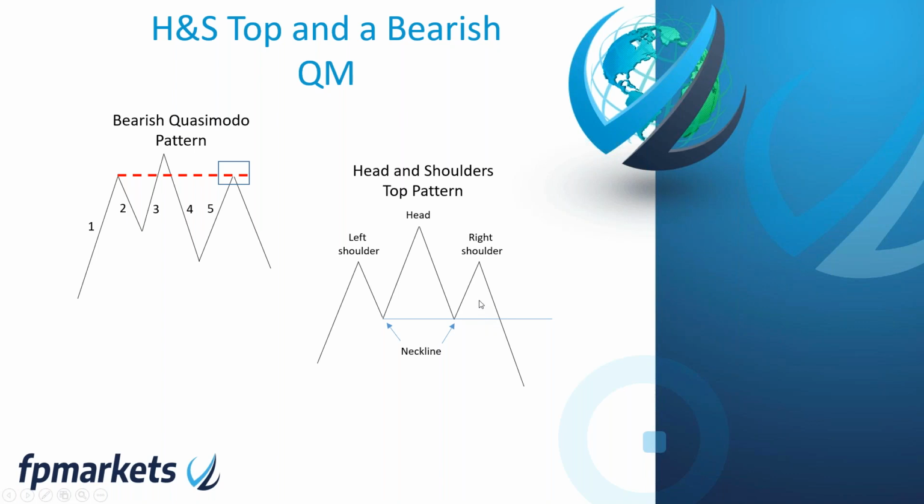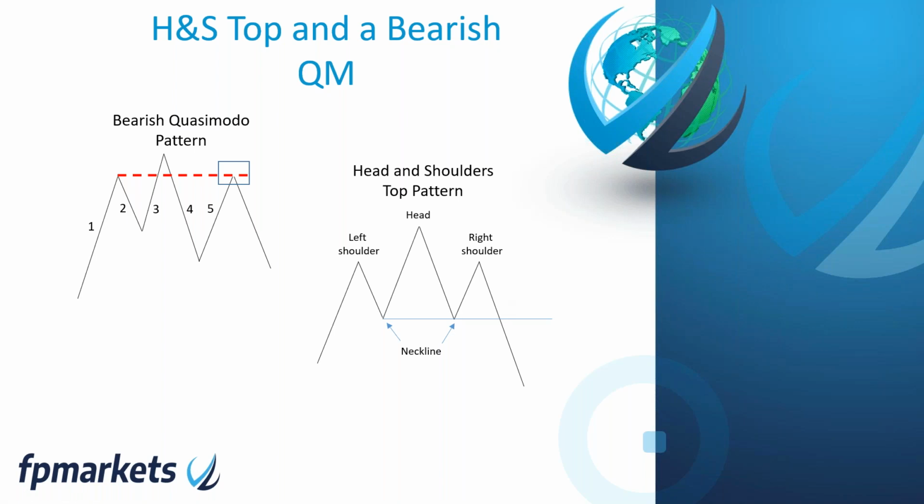This leads us to the second difference, the neckline. As I said in my previous QM presentation, the neckline of a head and shoulders top, as in the example here, is generally positioned either horizontally or in an ascending position. This is due to the entry trigger of a head and shoulders top, right? So being caused by a break of the neckline.